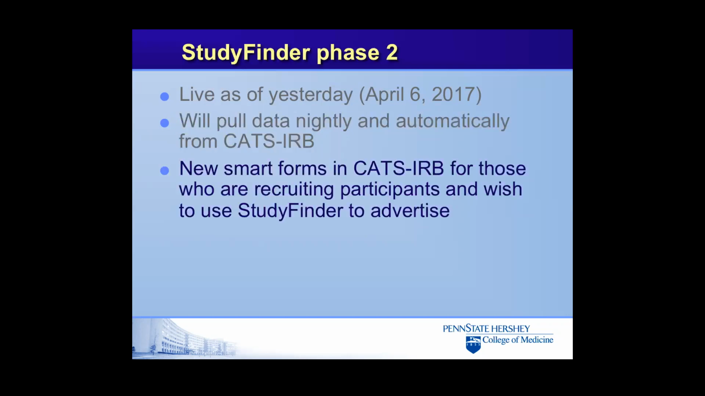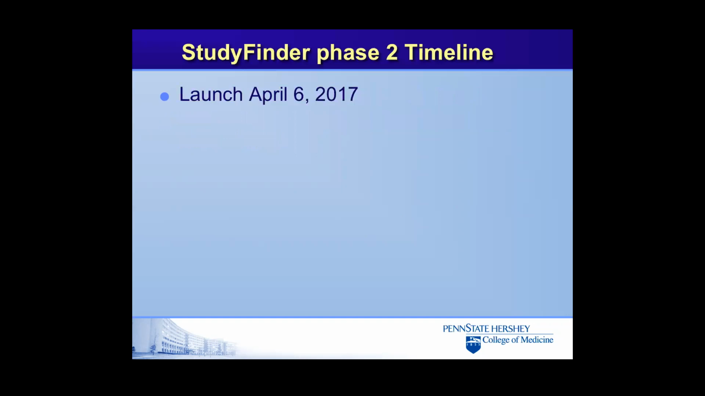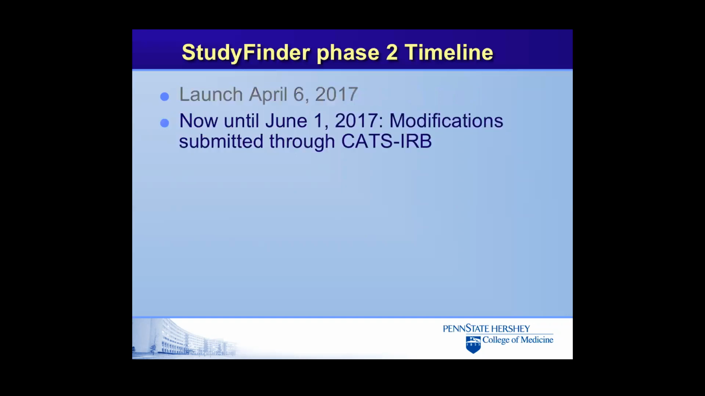There were new smart forms that were developed in CATS IRB. Laura's going to show you those in a second. And it really is aimed at people who are recruiting participants. If you want to be part of StudyFinder, you will put in a modification and you will be included in StudyFinder. So our timeline, like I said, we launched yesterday.